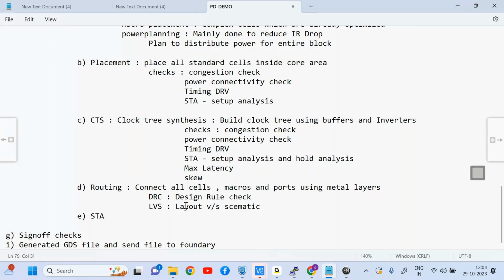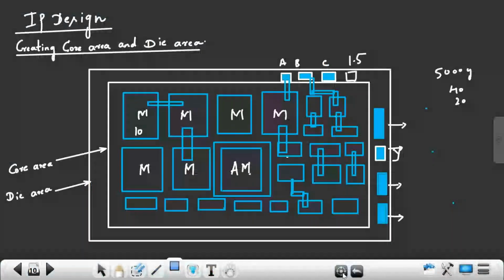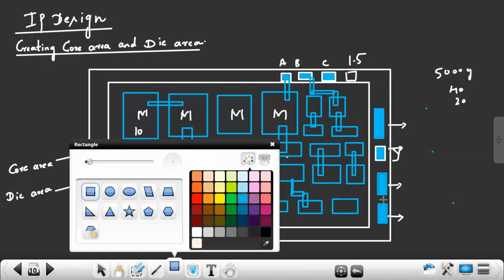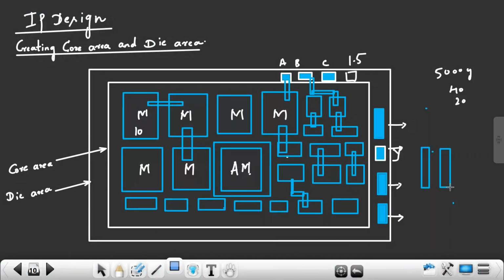Design rule check means the Foundry has rules between one metal layer and another metal layer. You have to maintain minimum spacing. The minimum width of a metal layer should be this much; you should not use a width lesser than this. So the Foundry has rules. Those rules are given in a file called the TF file, technology file. So my design should meet these rules given by the Foundry. The Foundry has plenty of rules.